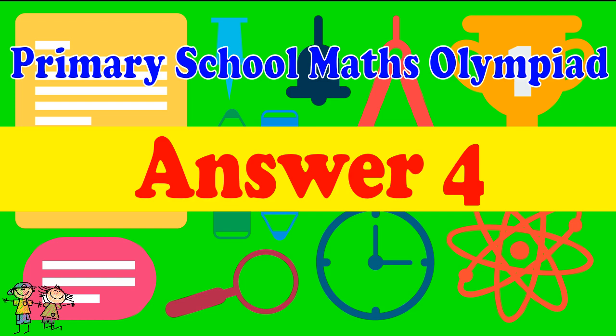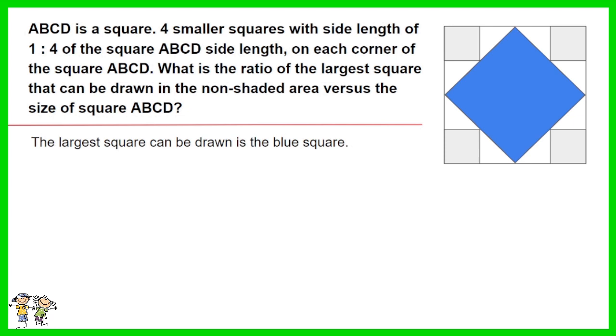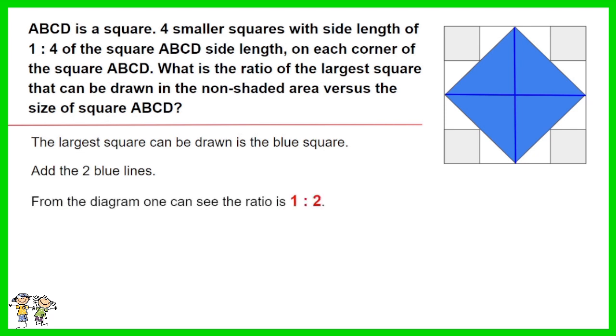Answer for question 4. The largest square that can be drawn is the blue square. Add the two blue lines. From the diagram, one can see the ratio is 1 to 2.